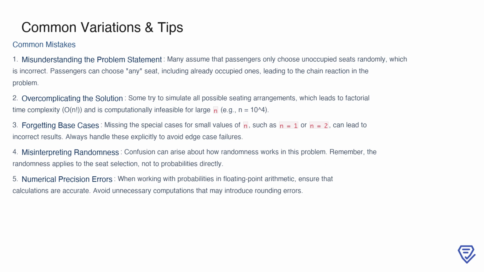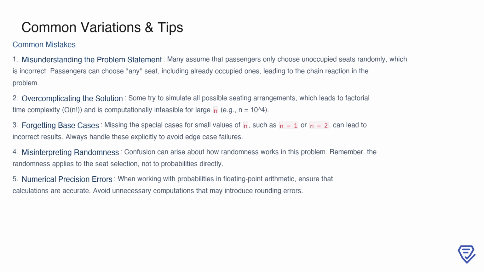Now, let's discuss some common mistakes that can occur when tackling this problem. First, a frequent misunderstanding is to assume that passengers only choose from unoccupied seats. This is not true. Each passenger can select any seat, including one that is already occupied, which creates the chain reaction fundamental to solving this problem.